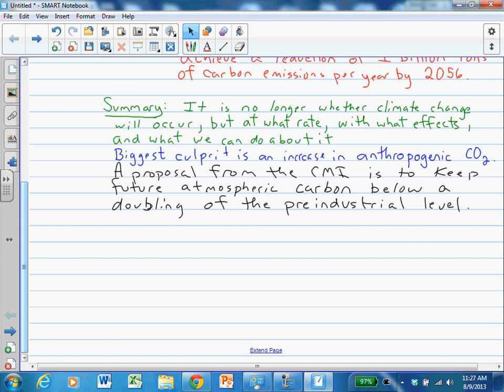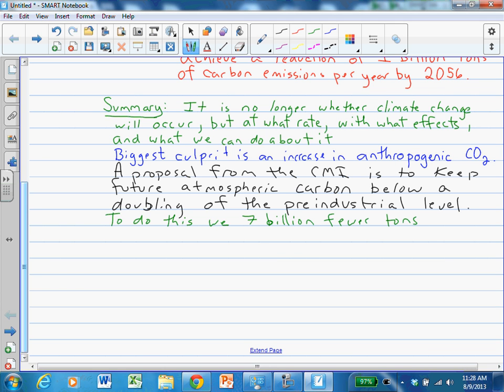To do this, we need 7 billion fewer tons each year by 2056 than expected. "15 technologies to do this exist today or more," but that's just, they identified 15.